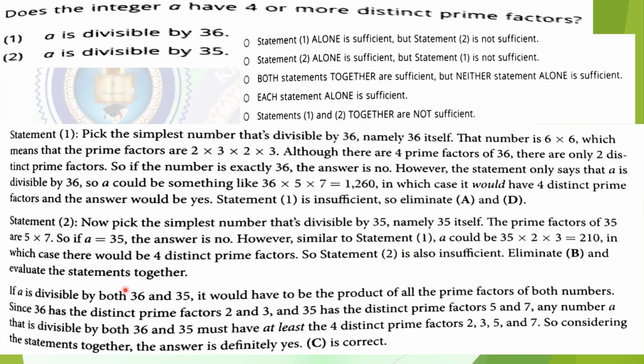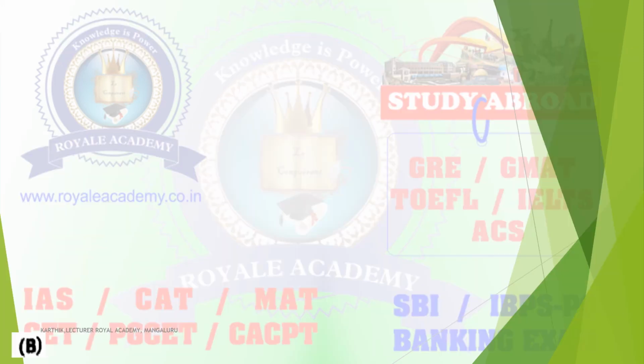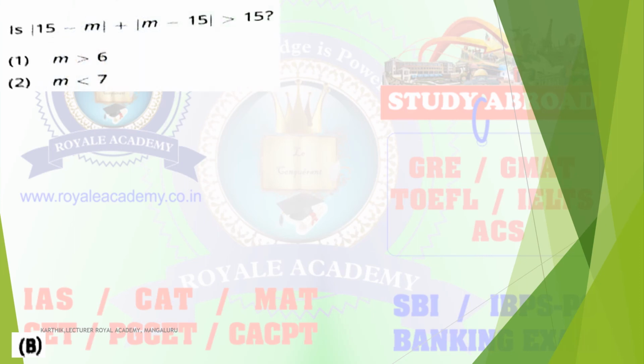Next, club together 36 and 35. Then you can easily get 4 different prime factors. So option C is correct. In the previous problem also, option C is the correct answer. If you club them together, then you will get the answer.